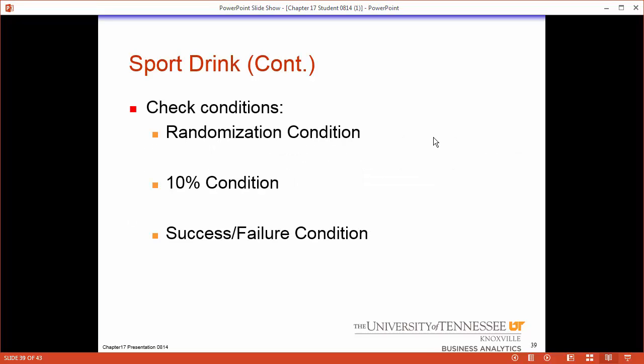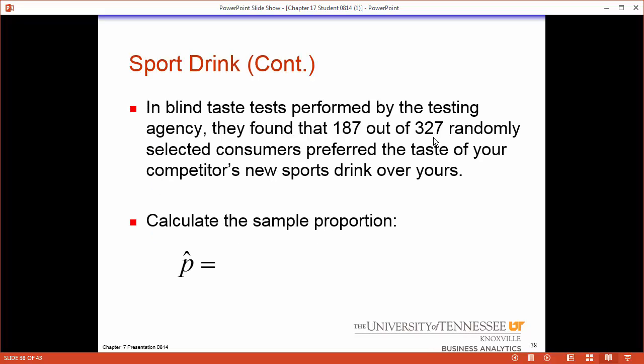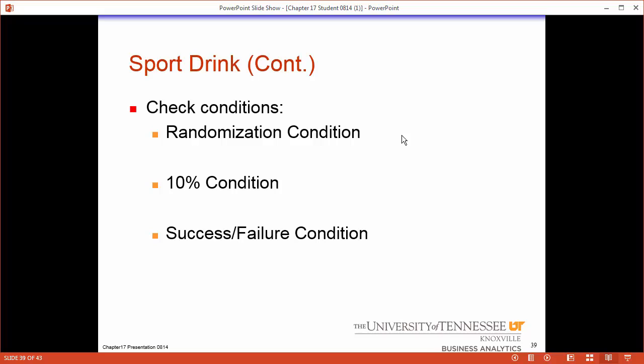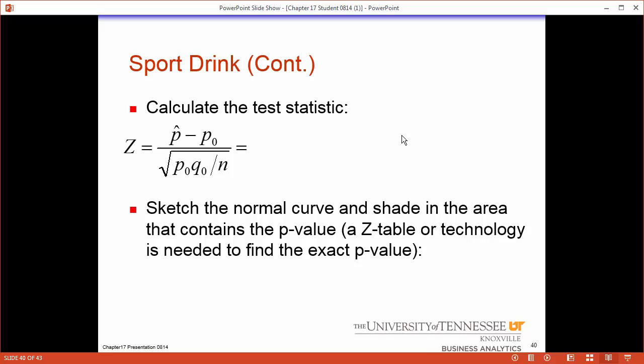We need to randomly select these people. Any problem would need to state that these people were randomly selected. That's very important. We have the 10% condition that these people are less than 10% of all consumers. And the success-failure condition here can be checked given that they claim 65%. 65% of 327 is way more than 10. And 35% of 327 is way more than 10. So we're good on that. That was np0 and nq0. Both are way bigger than 10.